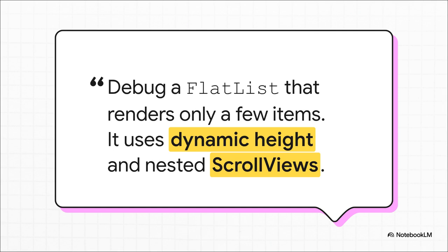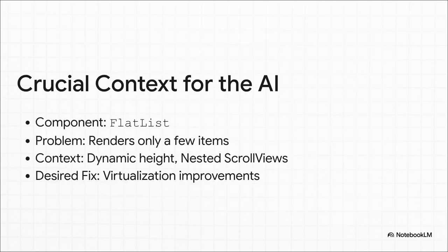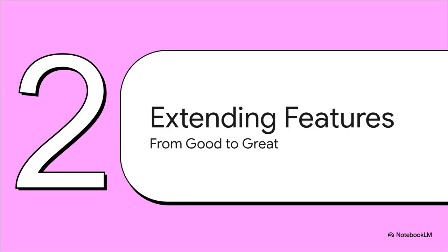We're not just saying the FlatList is broken, we're giving the AI the mission-critical details it needs to diagnose the problem. We've got items with dynamic height and, the big one, nested scroll views. These are the classic troublemakers that cause virtualization to fail. So by giving this level of detail, the specific component, the exact problem, and the environment it's living in, you guide the AI away from generic, unhelpful advice and right towards a specific, actionable solution that actually works for your exact situation. Okay, so our bugs are fixed.